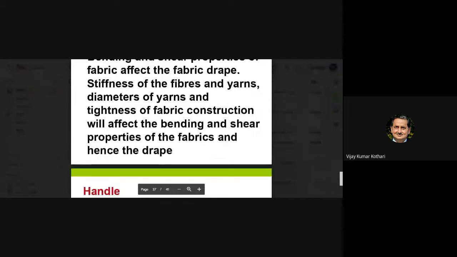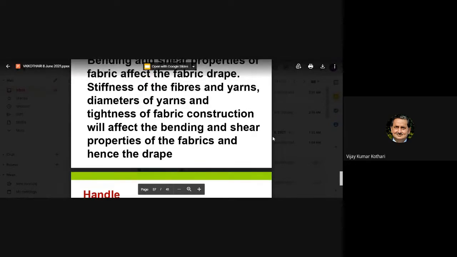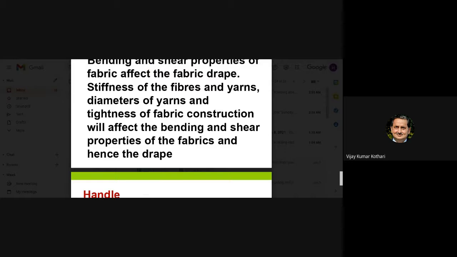The stiffness of the fibers and the yarn, the diameters of the yarn and the tightness of the fabric construction will all affect the bending and the shear properties of the fabric, and hence will decide the way the fabric hangs when allowed to hang under its own weight, as in the case of dresses, curtain fabrics, and drapes.